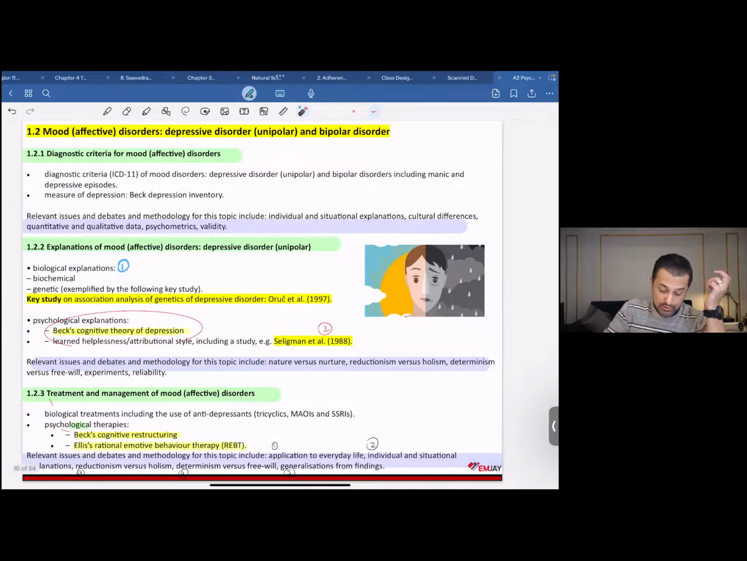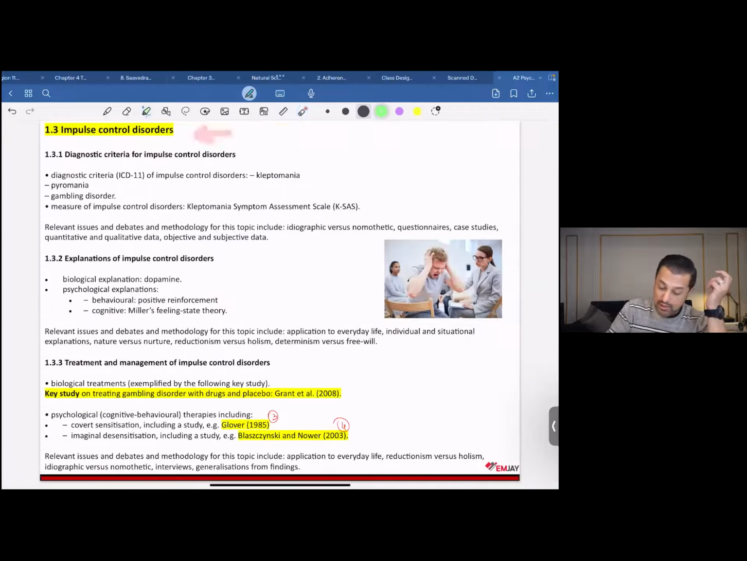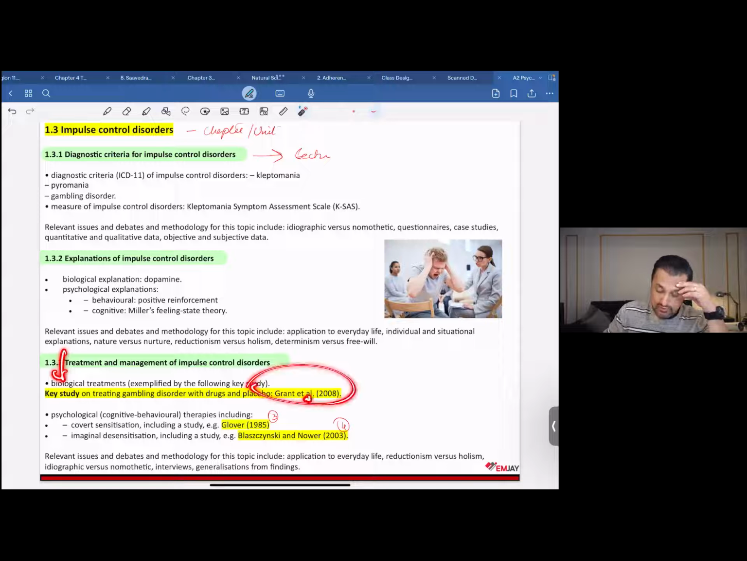Now taking this ahead, so would be the case for impulse control disorders. Here you go. That's the name of the unit or the chapter. This is the name of a section. This is the first section, the second highlighted part in green, the second section, and this being the third section. About the key study, yes, here is where the key study is. And along with key studies, do you see there are two example studies over here? The first one by Glover et al. and the second one by Bludzinski and Noer.